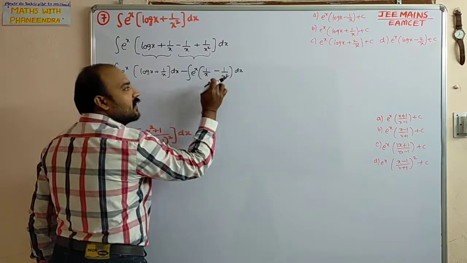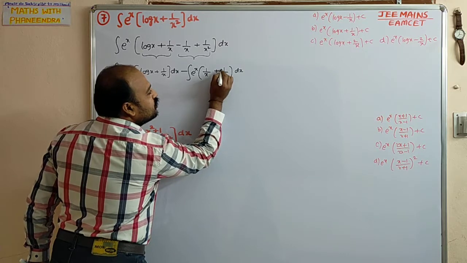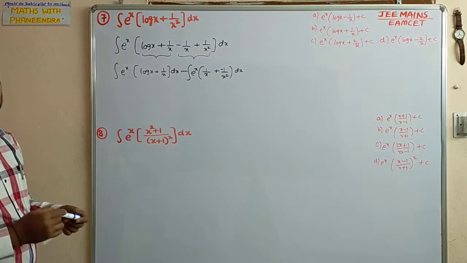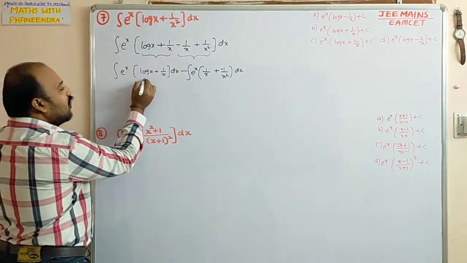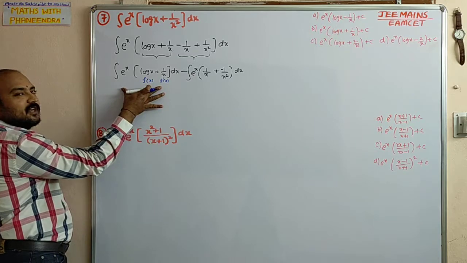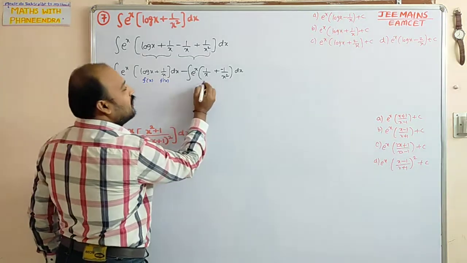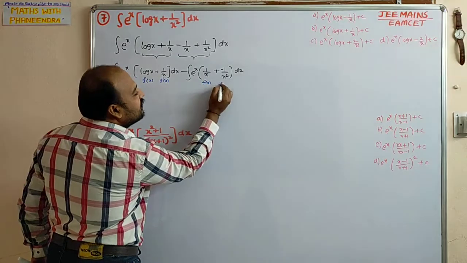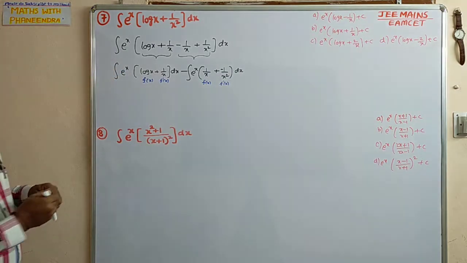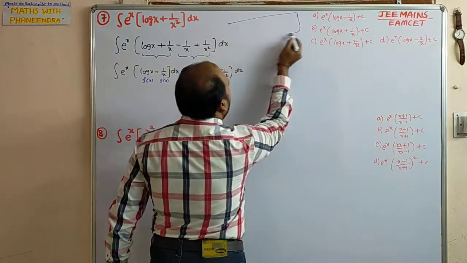This minus 1 by x square, we can also write as plus into minus 1 by x square. Now what is f of x, what is f dash of x? Log x is f of x and f dash of x is 1 by x in this integral. Come to this integral, 1 by x is f of x whose derivative is minus 1 by x square. So apply the integral e power x formula.